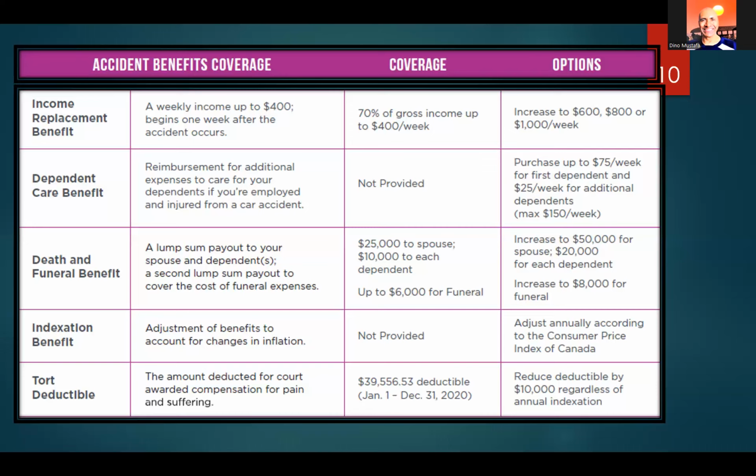Remember this. It's not the 70% or 400. Some people would say that to the customer. It's wrong. It's 70%, but maximum 400 a week. So what options do you have? Can you increase the 400?